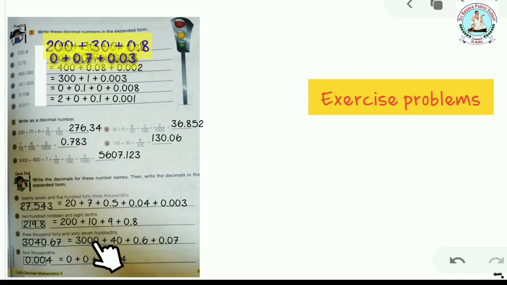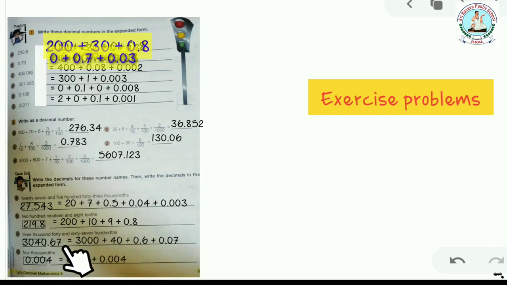So we write its expanded form as 3000, because this is the place value of the first digit, 3, and the place value of 0 is 0, we skip it, and the place value of 4 is how much? It is 40, because it is in tens place, so we write 40 here. The place value of the first digit in the decimal part is 0.6, and the place value of this 7, which is present in the decimal part, is 0.07.